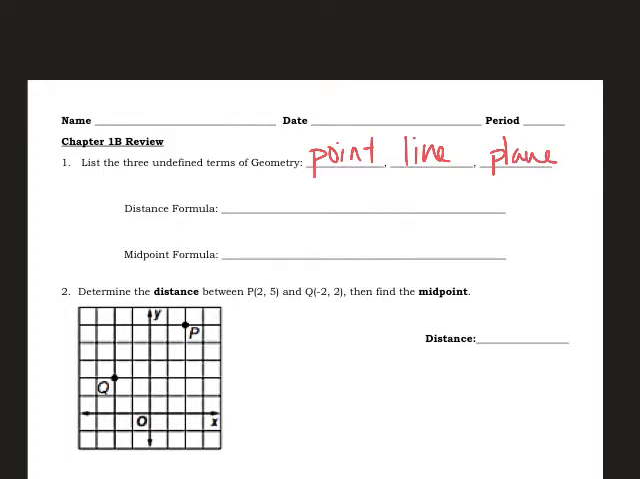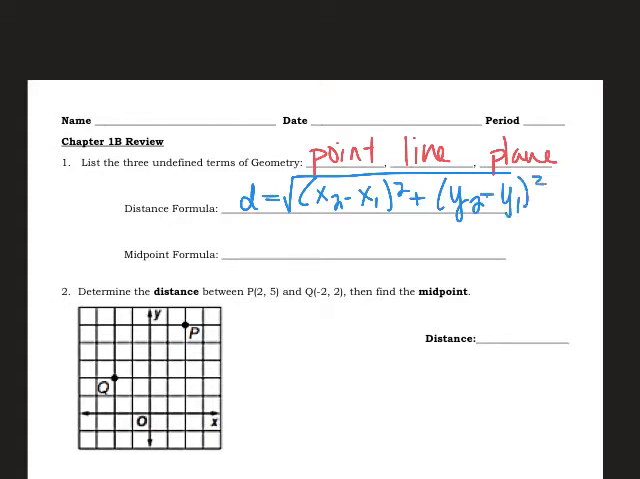The distance formula, just remember that d is equal to the square root of x2 minus x1 squared, and then y2 minus y1 squared. All right, for the midpoint formula, this is where you add the x's and divide them by 2. So we're going to add 2 x's and just divide it by 2. Same thing with the y's.